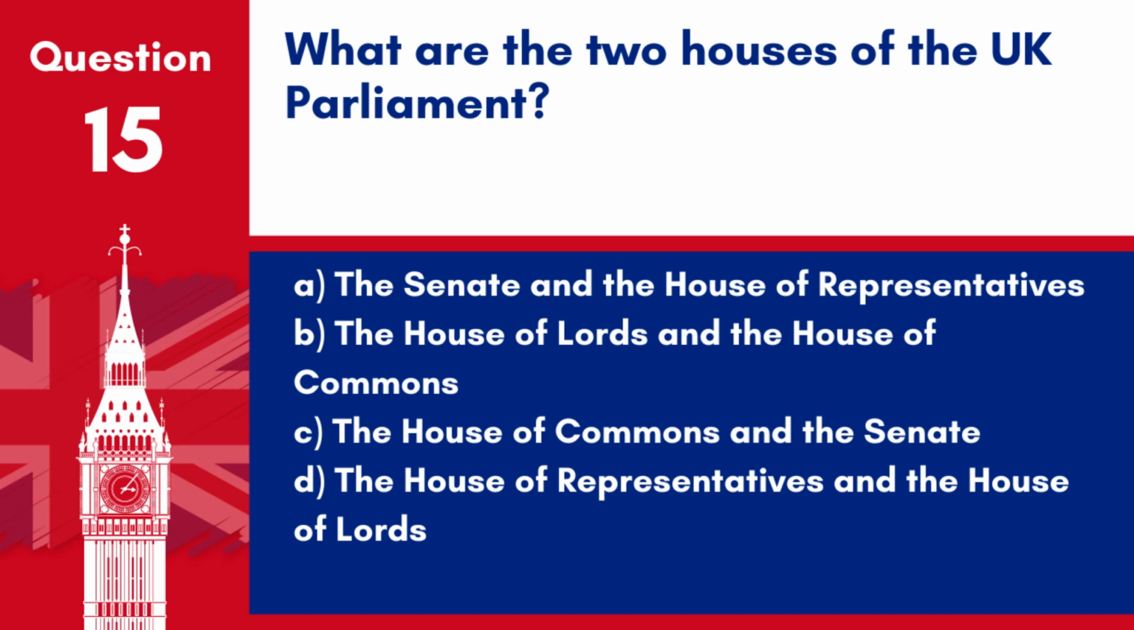Question 15. What are the two houses of the UK Parliament? A. The Senate and the House of Representatives. B. The House of Lords and the House of Commons. C. The House of Commons and the Senate. D. The House of Representatives and the House of Lords. Answer. B.